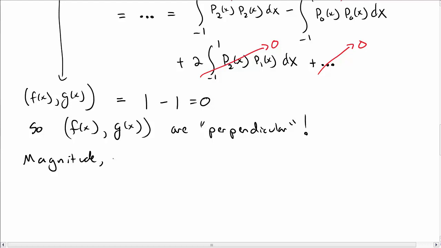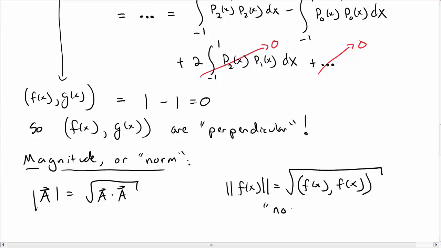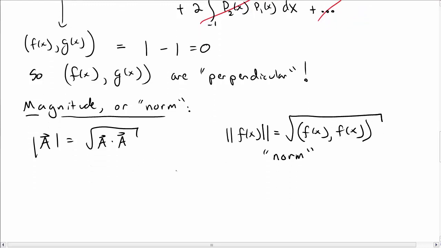The last property I want to talk about is the magnitude, or the norm. For normal vectors, we're used to taking the norm, or the magnitude of a vector, as you take the dot product of the vector with itself, and then take the square root. Well, it's going to work the same way for generalized vectors. So the norm is the inner product of the vector with itself, and take the square root. We're just going to call this the norm in this case rather than the magnitude, so that we can keep those two ideas distinct.